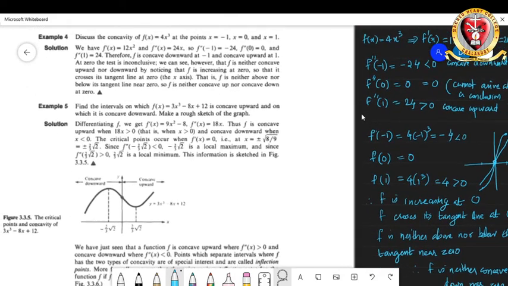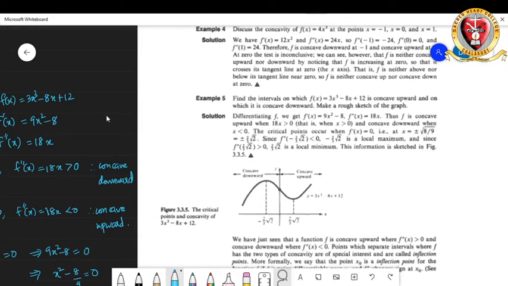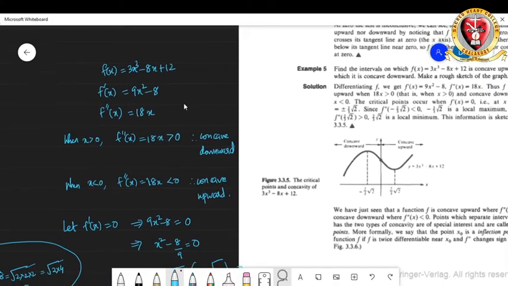So that's example 4. Now example 5 asks us to find the intervals where f of x is equal to 3x cubed minus 8x plus 12 is concave upward, and on which it is concave downward, and we are asked to make a rough sketch of the graph. So given the function f of x is equal to 3x cubed minus 8x plus 12, f dash of x will be 9x square minus 8, f double dash of x will be 18x.